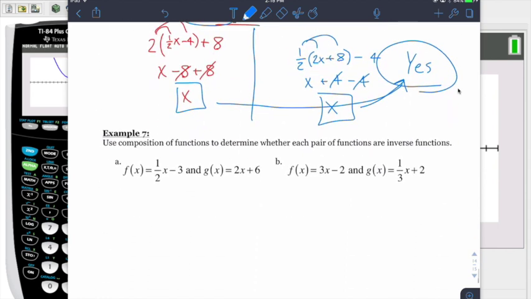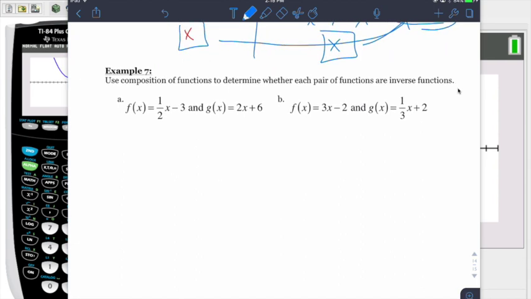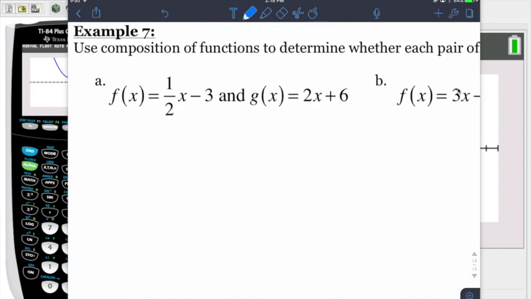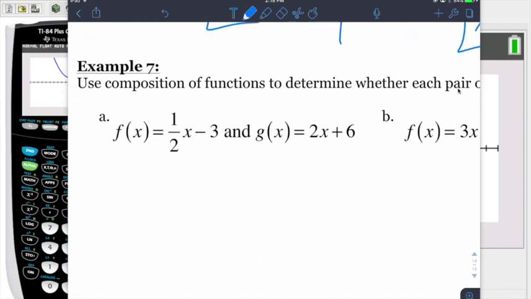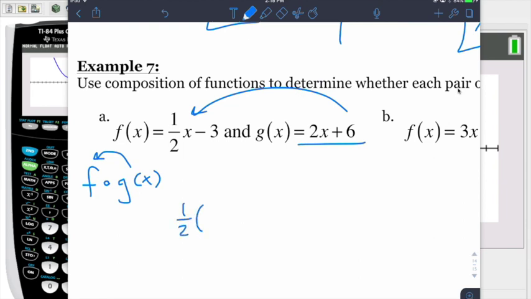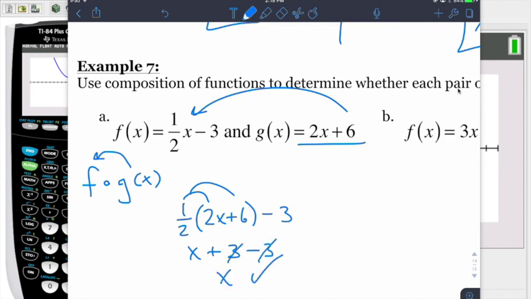Okay, so let's verify and see if these two are inverses of each other. They didn't really give us an order, so it doesn't matter. I guess I'll go f of g of x first, which means take g, plug it into f. So that would be this order right here. So we'll go 1/2, 2x plus 6, and then minus 3. Okay, distribute, simplify. x plus 3 and then minus 3. So that should be just x right there. So that one works out.